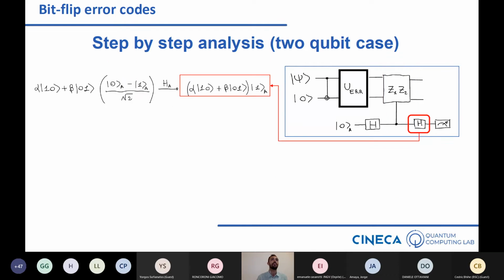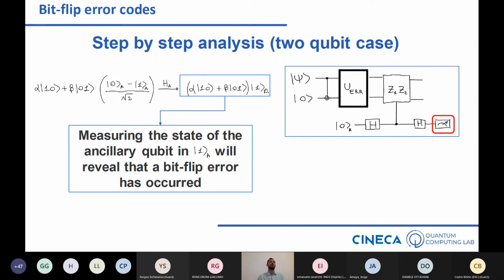Okay, we have again another Hadamard gate applied to the ancilla. So the state of the ancilla is this one inside the parentheses, which is a minus state. And we know that if we apply a Hadamard to the minus state, what we get is 1. So at the end, we measure the ancilla. Measuring the state of the ancilla qubit, if we find it in state 1, we know for certain that there has been a bit flip error in the channel.